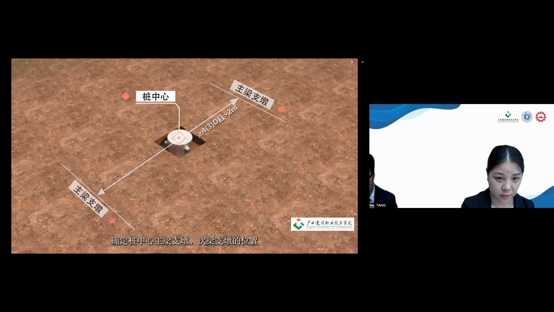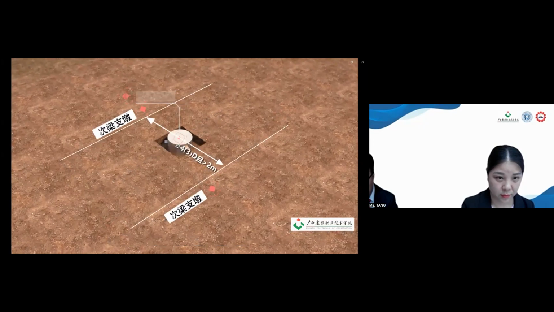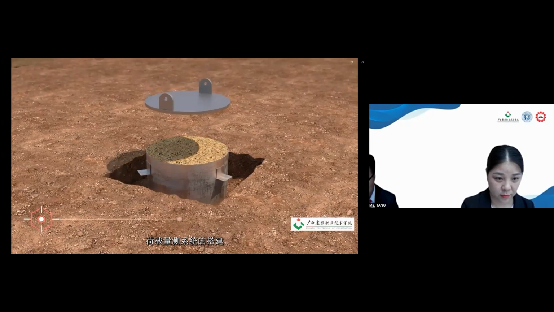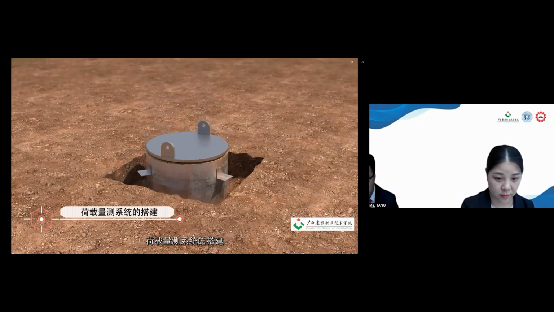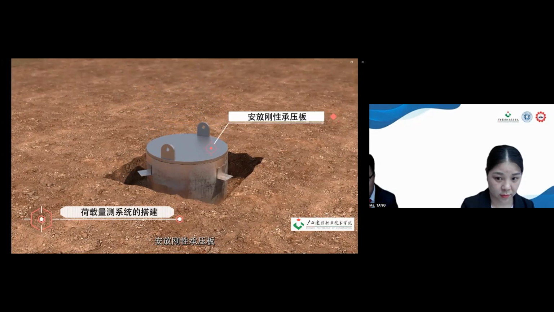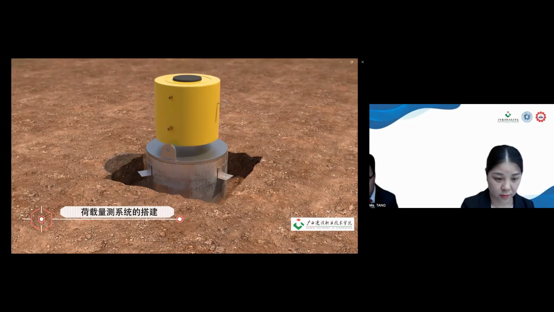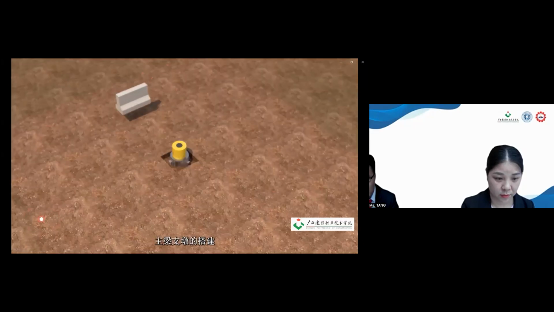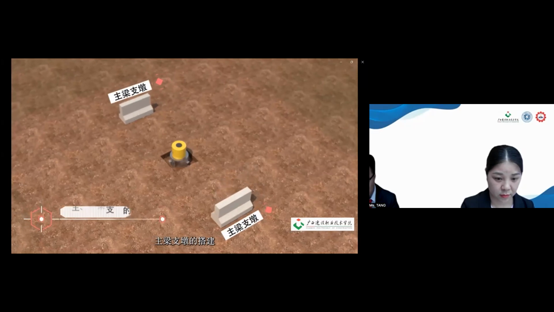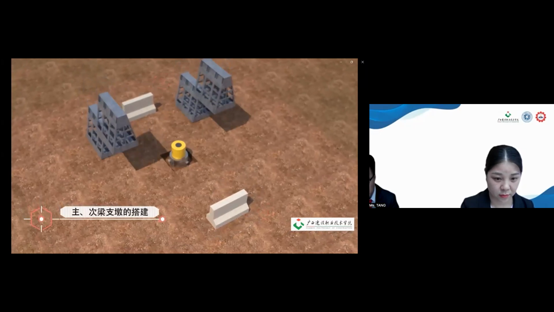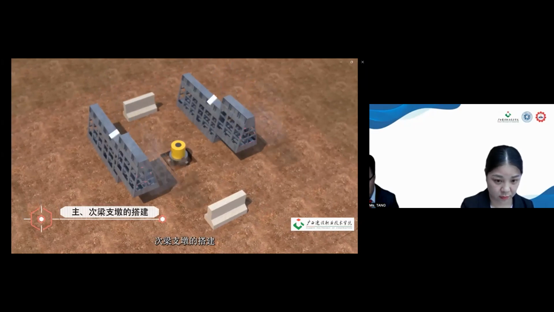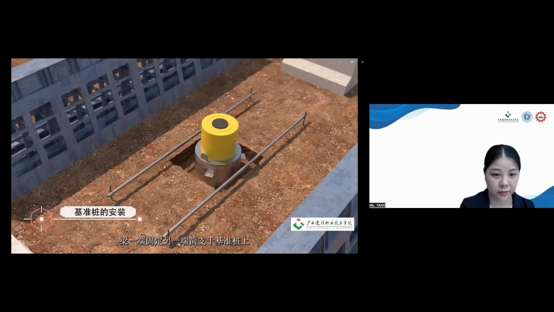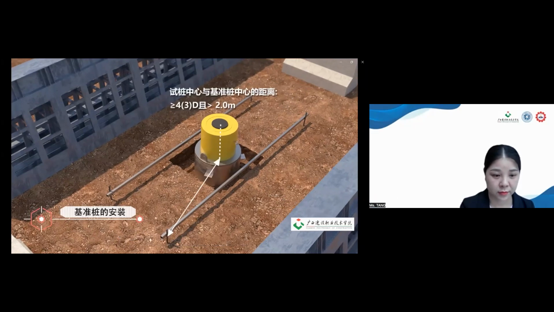Determine the position of the main and secondary beams for the pile center. Building of the load measuring system. Place a rigid bearing plate. Place a jack. Building of the main beam abutment. Building of the secondary beam abutment. Installation of the reference pile. For this installation, one end of the beam is fixed and the other end is simply supported on the reference pile.